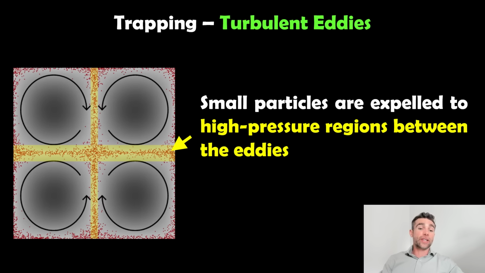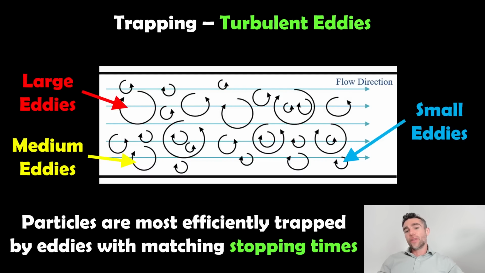The interesting thing about these turbulent eddies is that the trapping of the particles is most effective when the eddy size matches the stopping time. The stopping time is when the particle actually couples to the gas, so when it moves with the gas. For example, smaller particles couple quicker, so they have shorter stopping times, and they work better with the smaller eddies. Bigger particles, larger eddies. And obviously if you've got a turbulent flow, it's going to be a mixture of all different sizes.